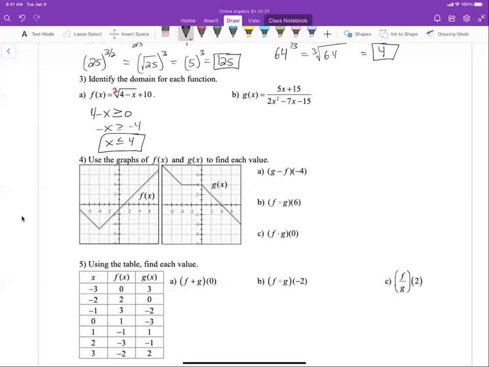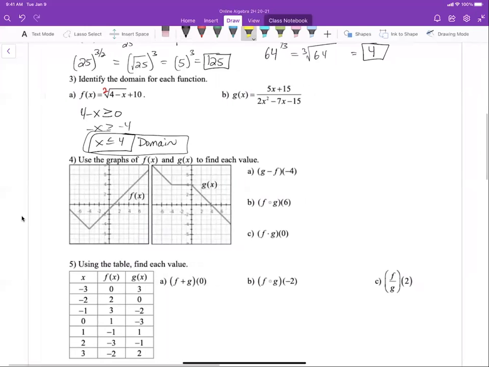That is the domain. This is all my available inputs for that function, okay? Now I have the same request for b. We cannot divide by a 0, so this cannot equal 0 in the bottom, the denominator. So I've got to find values of x that make that expression 0. So we're going to factor it first.